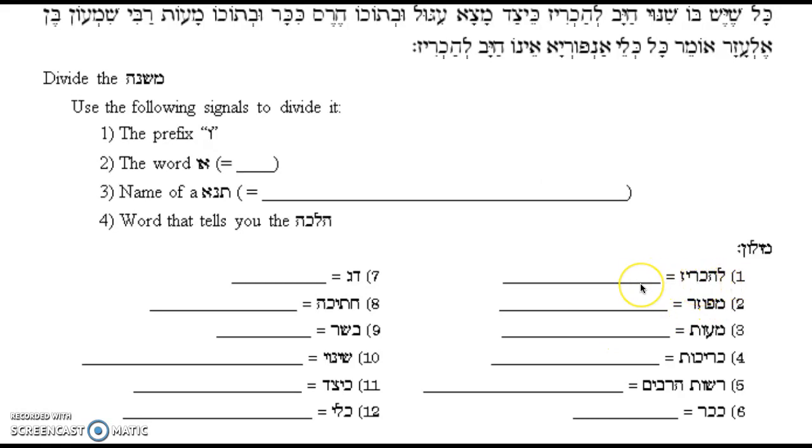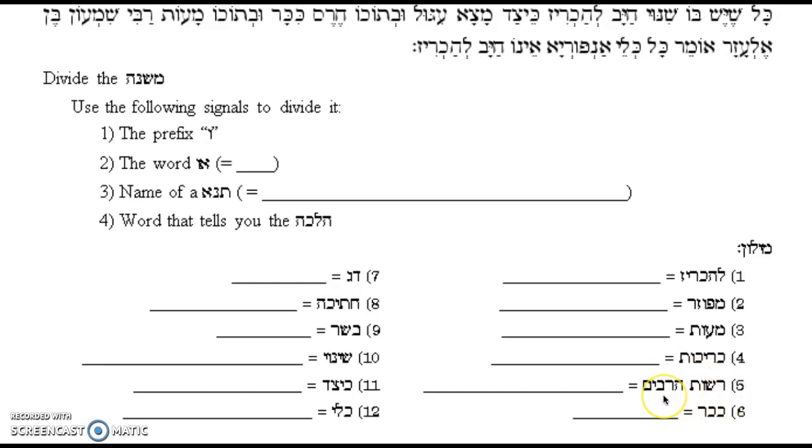Leachriz means to announce. Mefuzar, something that is scattered. Ma'ot is money. Krichot are bundles. Bundles are in the field where the farmer, let's say, cuts the wheat. And when he cuts a certain amount, he puts a string around it. He makes a bundle, and he leaves it. And then he cuts another bunch and makes another bundle. And at the end of the day, he picks up all the bundles.